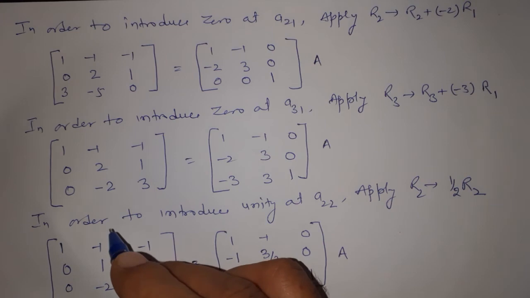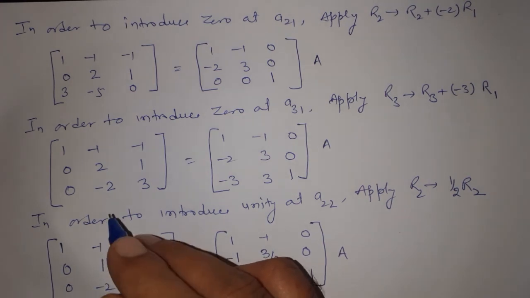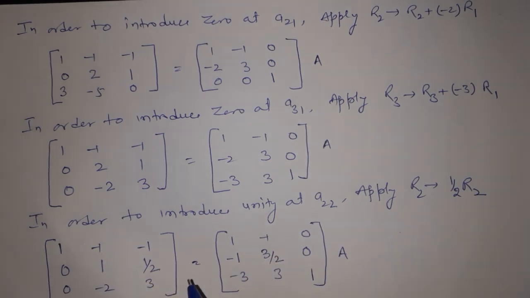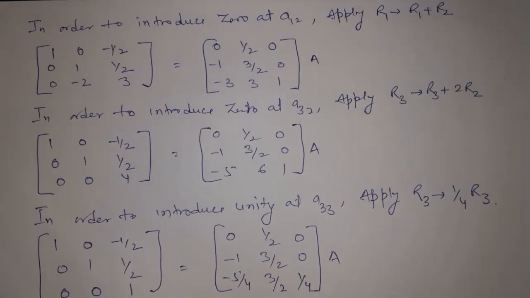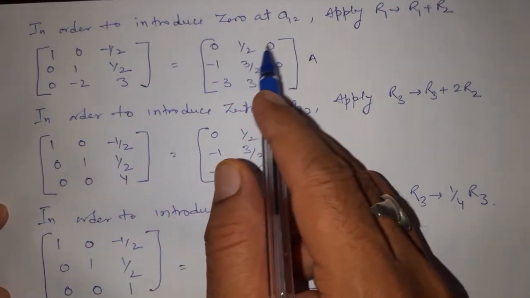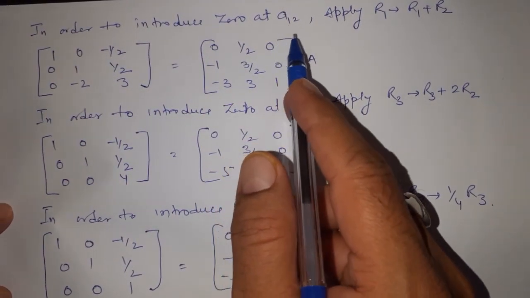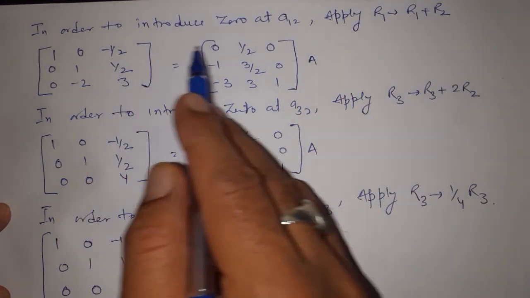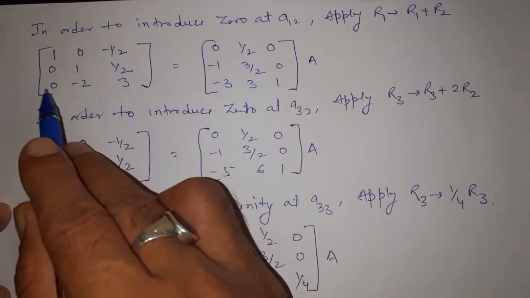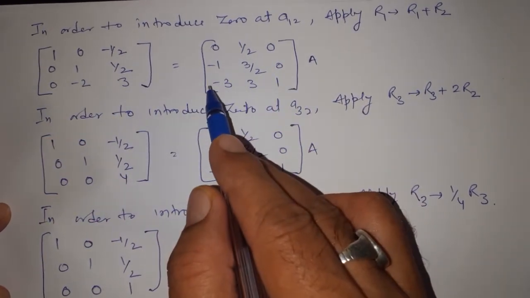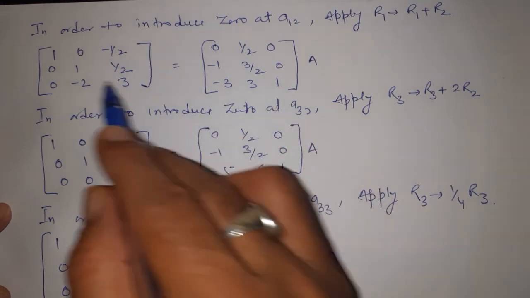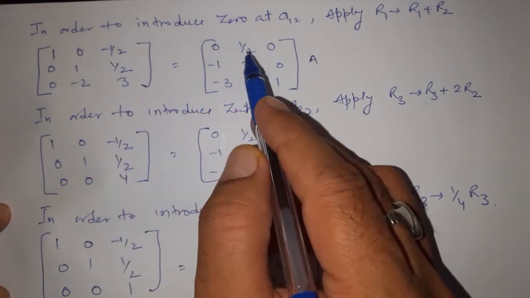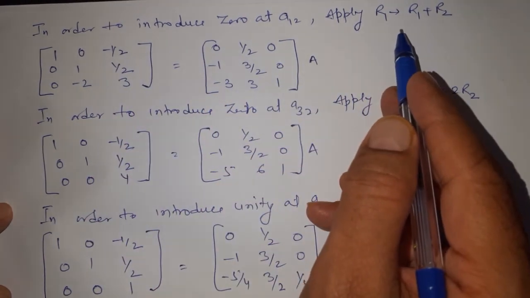Now we are going to introduce 0 in column 2 other than A22, right guys? So in order to do that, what will go next? Let's see. Now we have to introduce 0 at A12 place. We have to apply the operation R1 tends to R1 plus R2. So which row is going to change, guys? R1. So row 2 and row 3 will remain the same. Only R1 is going to change. R1 changes to 1, 0, minus 1 by 2, 0, 1 by 2 and 0 by applying this operation.